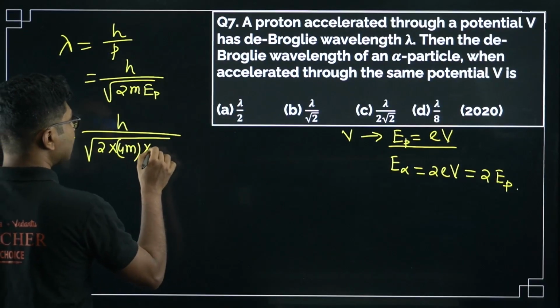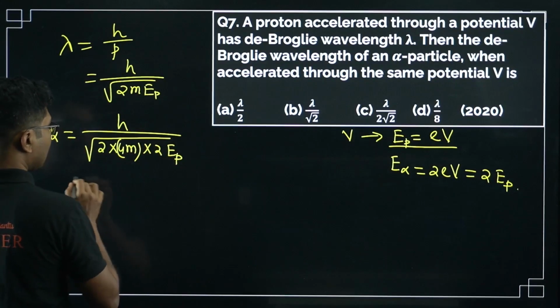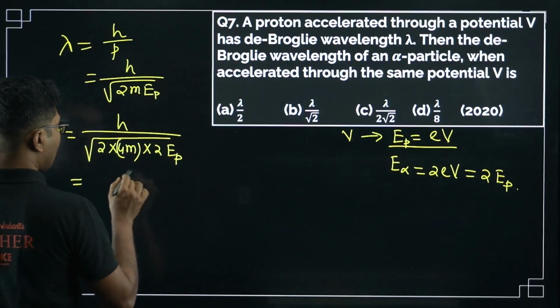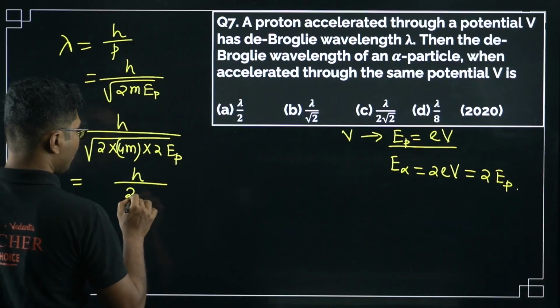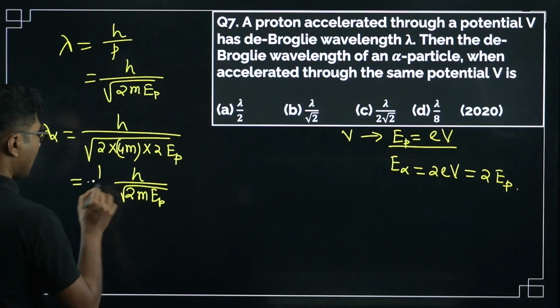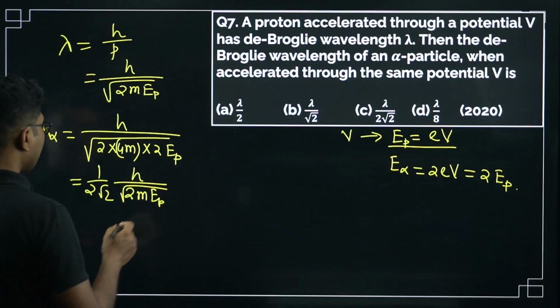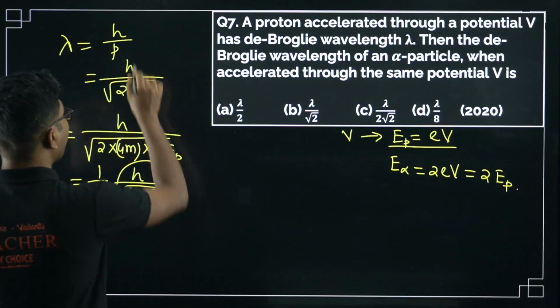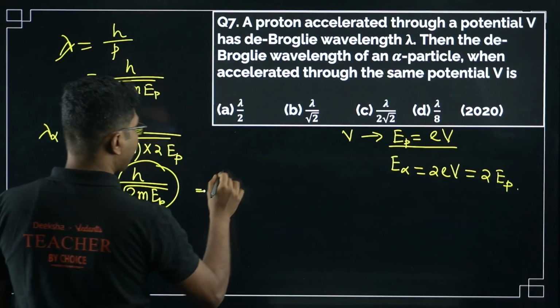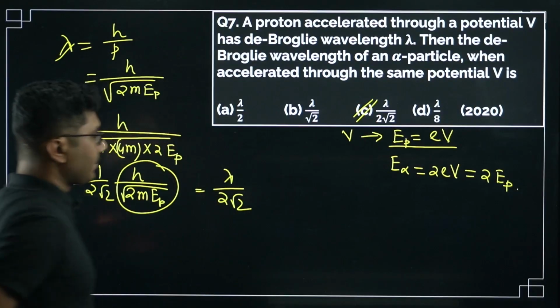And the energy is twice that of EP, so we can write this as h by root of 2 m EP, and here we will have 2 root 2. So if you see, this is the wavelength of a proton, that is lambda, divided by 2 root 2. So the correct answer is option C.